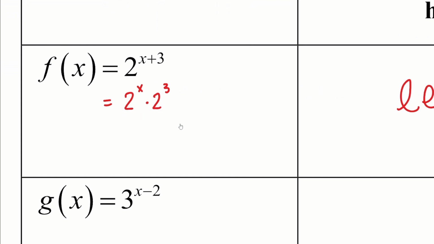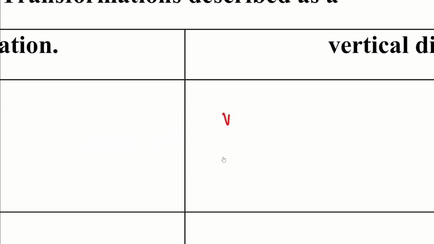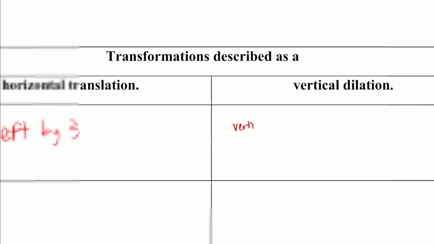But now that we have it in this form, I can reduce it a little bit further and get 2 to the power of x times 8, which equals 8 times 2 to the power of x. Now that I can see that these are equivalent statements, left by 3 is also the same thing as claiming that this is a vertical stretch by 8. So there's my vertical dilation, a vertical stretch by 8.